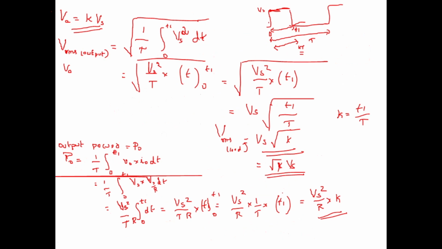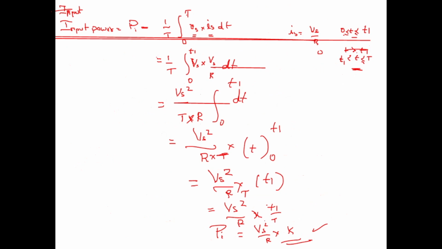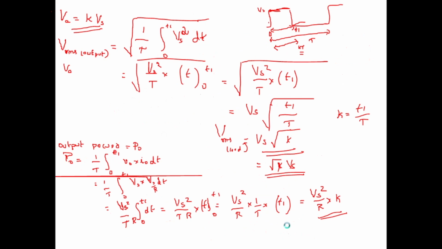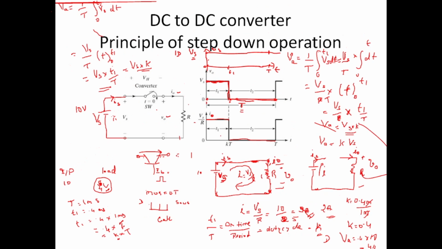So if you check, input power and output power are the same. The output power formula we got is Vs squared by R into k, and the input power formula we also got Vs squared by R into k. So both are the same. Why? Because we have considered that the switch is lossless, which means there is no drop in between these two terminals.